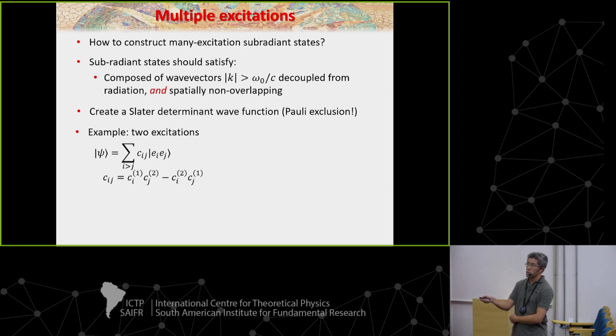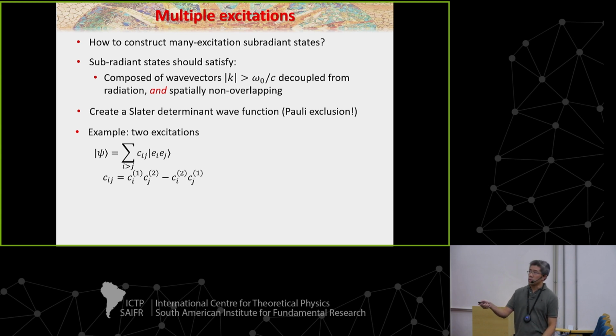So C1 are the wave function amplitudes for my single excitation state, my most subradiant state. C2 are my excitation amplitudes for my second most subradiant state in the single excitation manifold. And then what I can try to do to create this two excitation state is create a Slater determinant, which basically builds in Pauli exclusion.